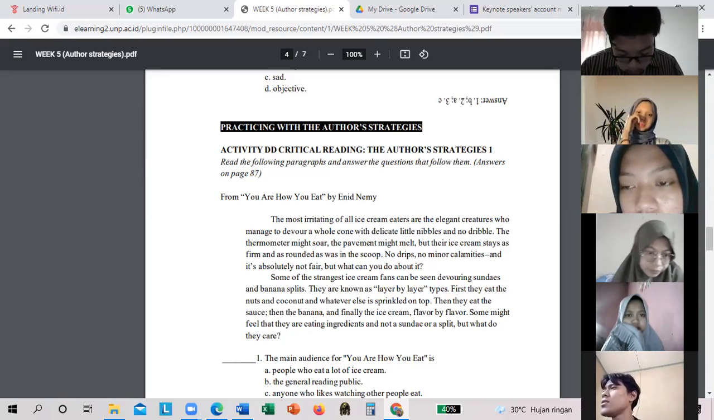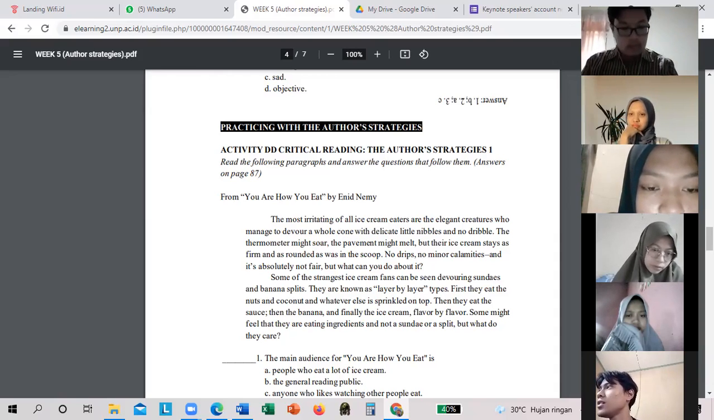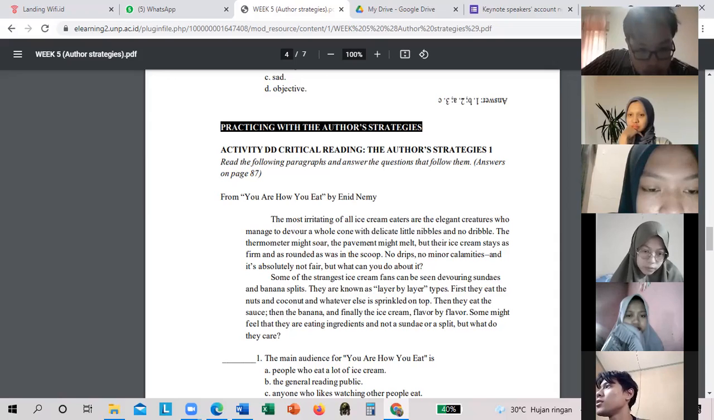Some of the strangest ice cream trends can be seen devouring sundaes and banana splits. They are known as layer-by-layer types. First they eat the nuts and coconut and whatever else is sprinkled on the top. Then they eat the sauce, then the banana, and finally the ice cream. Flavor by flavor, some might feel that they are eating ingredients, not the sundae or split, but what do they care?